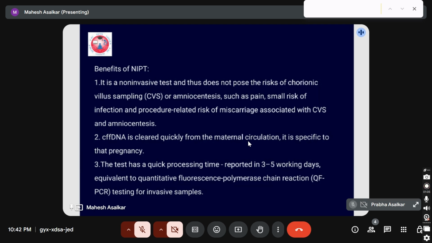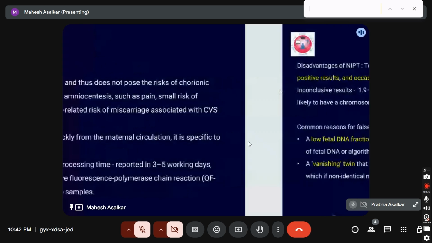Okay, so quick processing time. These are the advantages or benefits of NIPT. First, it avoids the invasive test. Second, it is quickly cleared, so it is specific for that particular pregnancy, and rapid reporting is available.